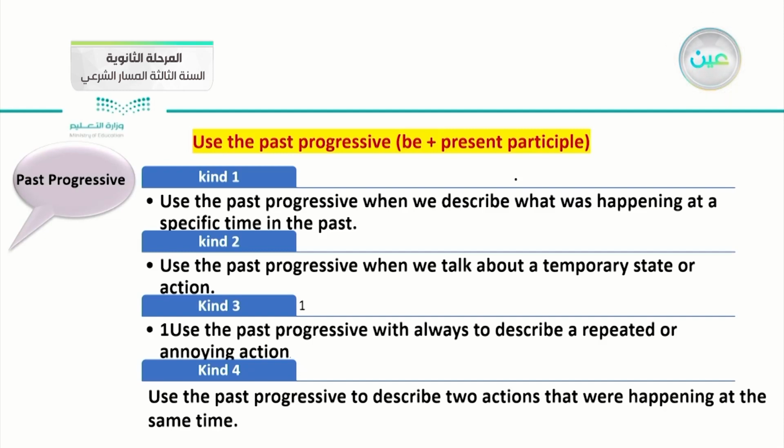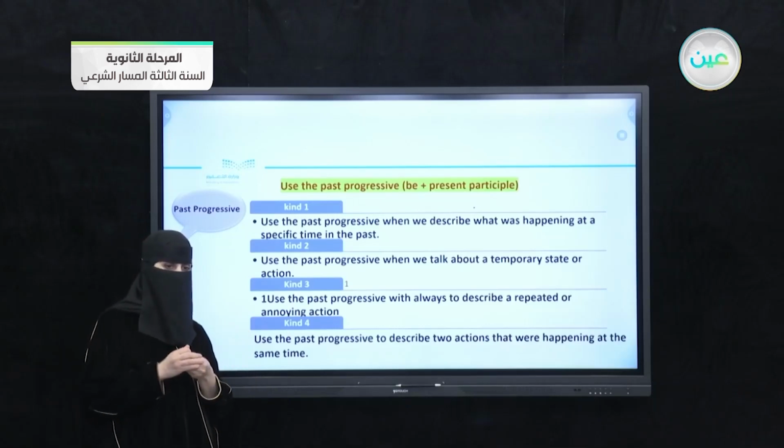Kind 4, use the past progressive to describe 2 actions that were happening at the same time. So we can apply that if we have 2 actions that happen at the same time and we want to express it, we can use the past progressive.